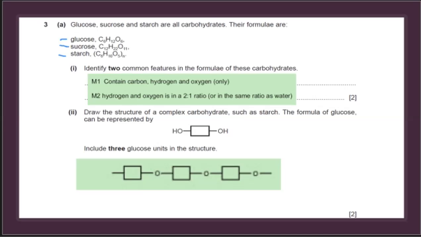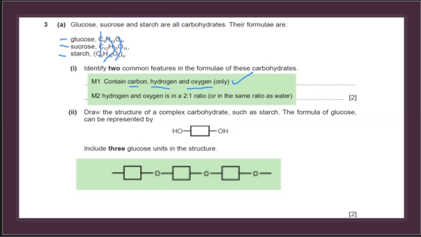Identify two common features in the formula of these carbohydrates. So the first thing you can recognize is what's obvious. They all have carbons, hydrogens, and oxygens. They all contain carbon, hydrogen, and oxygen alone. All right, that's the first thing we could recognize.